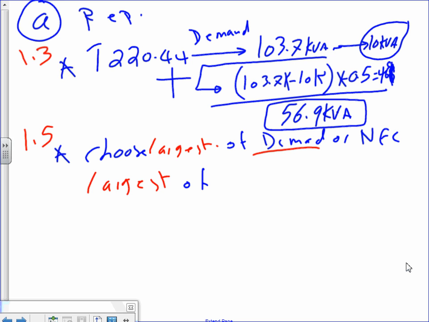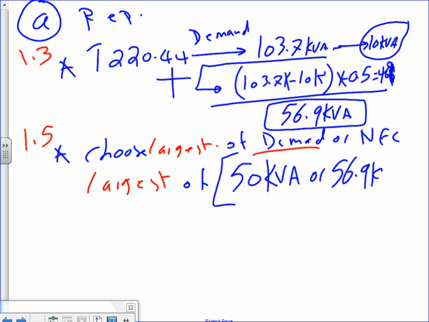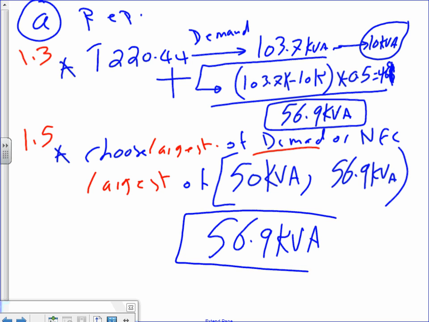So then largest of, write yourself, 50 kVA or 56.9 kVA. We need the largest of these two. Obviously the largest of these two is 56.9 kVA, right? Now highlight it and do me a favor, write stars next to it, like this. Why did I have to put the stars next to it? Gary, my friend, this number is your complete final number for this step. Done for the receptacles. You no longer need to do anything for the receptacles.